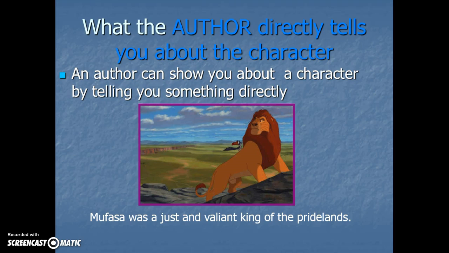An author will also just directly tell you things about a character. For example, in Rikki Tikki, the author just told us flat out, Rikki Tikki was a very curious mongoose. So when an author just tells you a character trait straight out, then you know it's this method. For example, an author might say, Mufasa was a just and valiant king of the Pride Lands.